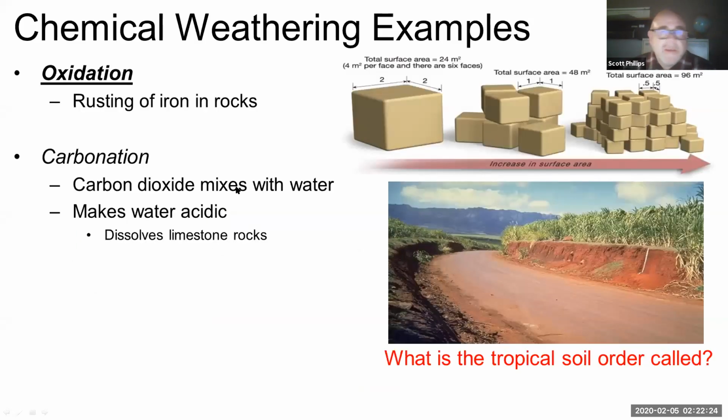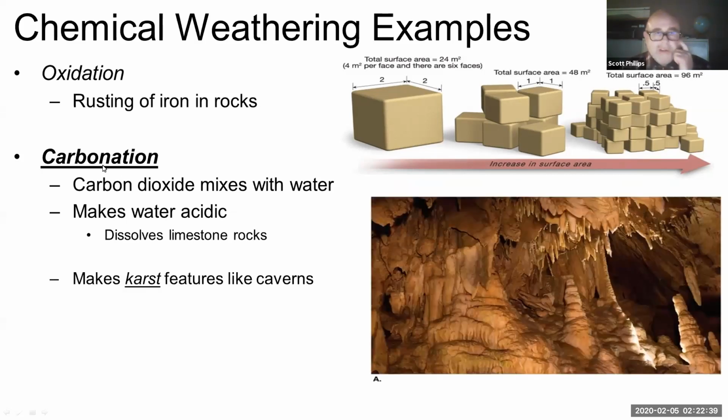Just a couple of quick examples. Oxidation is the rusting of rock. So in some parts of the world you have red rock that's caused because the iron within the soil is rusting. And another one is called carbonation. Carbonation is where acidic water will actually eat away at certain types of rocks, particularly one called limestone. And carbonation is what makes what's called karst features or caverns. So there are some karst features in California as well.